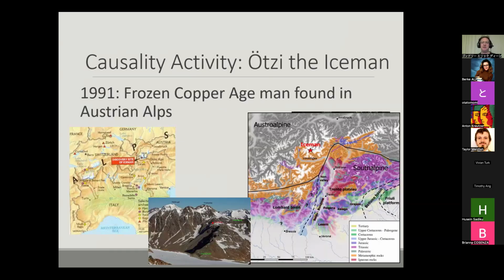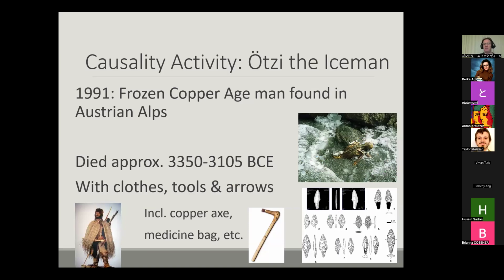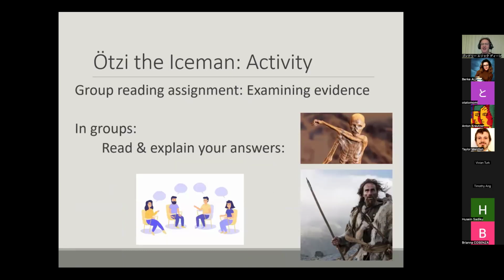And one example of a causality activity is to look at studies surrounding Otzi the Iceman, who is a frozen man found in the ice up in the Alps in the early 1990s, nicknamed Otzi. And he has been studied extensively. He was found with his clothing and his tools and so forth. So you can show some information of discoveries and ask students to make certain conclusions about his life.